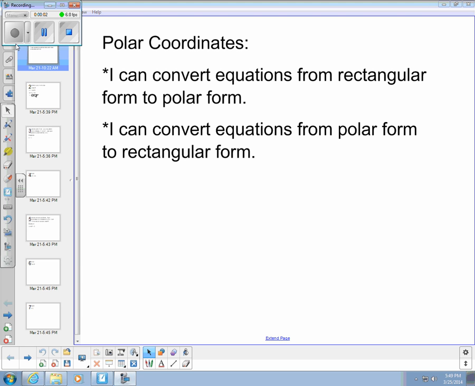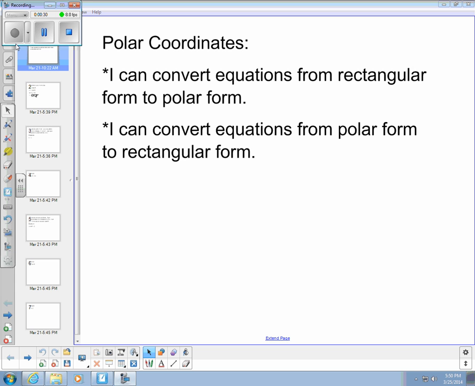In the first polar video, we talked about how to graph a point that's in polar coordinates and how to convert points back and forth from polar to rectangular form. Remember, polar coordinates work on a radius and an angle. So it's a rotation angle moving a distance r from the center, or from the pole. Today we're going to focus on how to convert equations from rectangular form to polar or polar to rectangular.